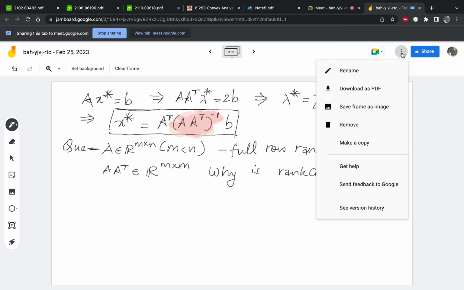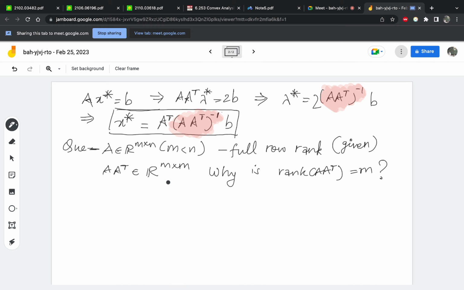So if it's full row rank, that means it should have M pivots, right? Yes. So by that we can reason the determinant is not equal to 0. So for A, at least for A, we can apply that reasoning. No, you can't even compute the determinant for A. Its determinant is only for square matrices. This is a rectangular matrix.